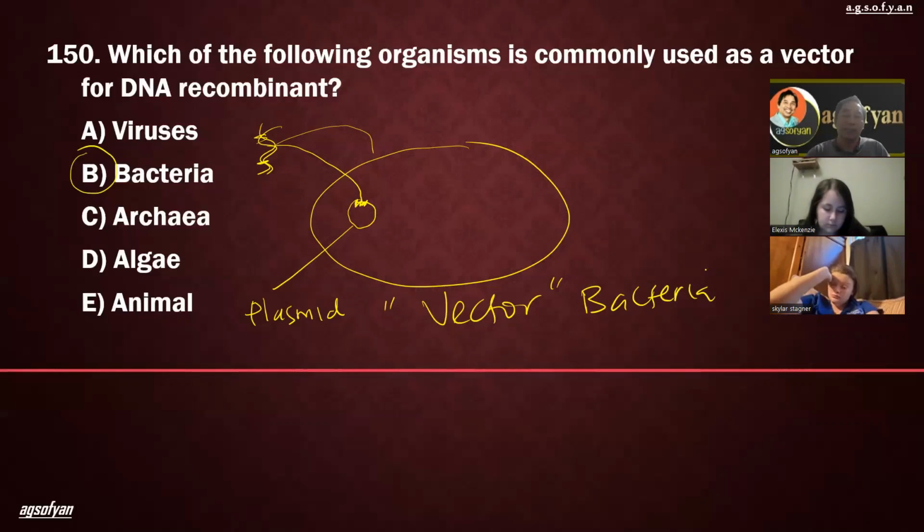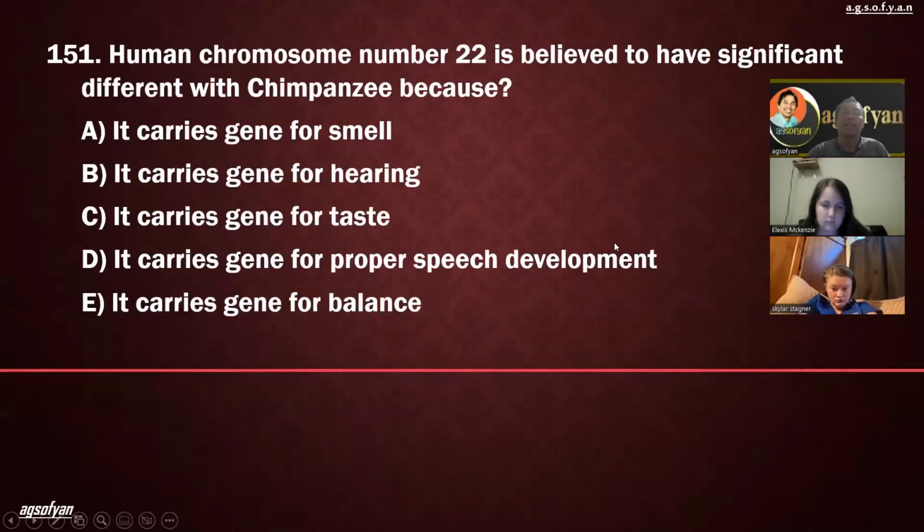Okay, next. So the answer will be bacteria. Now, human chromosome number 22. We have not taught this in the class, but now it's part of your exam because it is also in the textbook. The human chromosome number 22 is believed to have a significant difference from the chimpanzee because which one do you think is going to be different between human and chimpanzee?